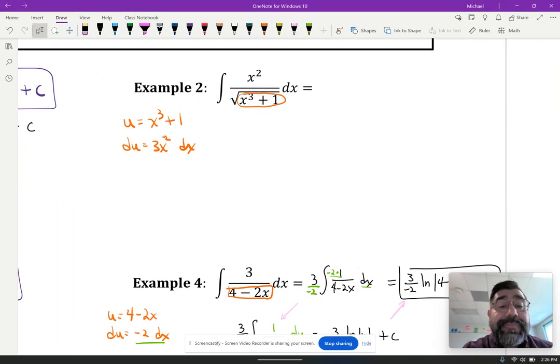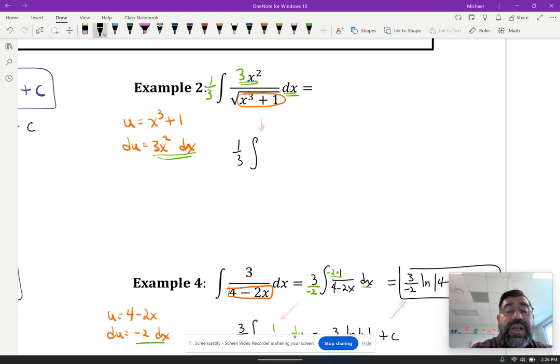Okay, so here, do we have enough of everything? This is going to be my u expression, and then I need 3x squared dx. I don't have that, so I'm going to multiply by 3. But if I do that, I got to multiply this by 1/3, so I can keep it balanced. Now here, I have what I need. So this is going to turn into 1/3 integral of 1 du over the square root of u. Notice u is just the inside, so don't just write 1 over u. It's 1 over the square root of the inside, which is the square root of u.